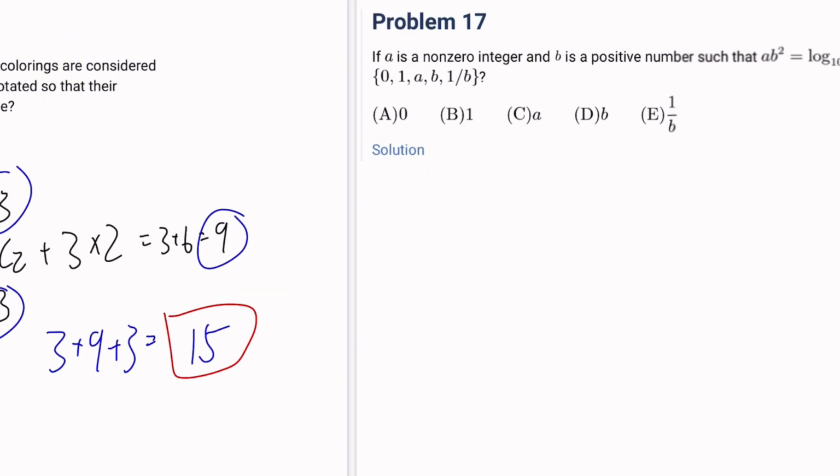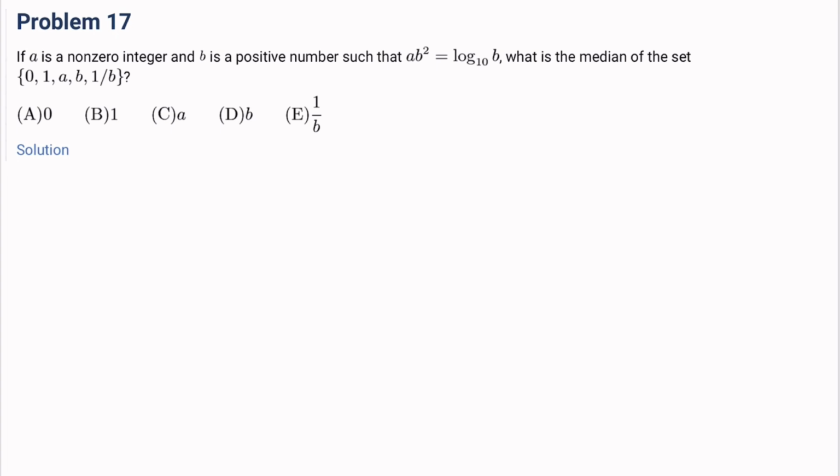It's A. Number 17. If A is a non-zero integer and B is a positive number such that AB squared equals log 10 of B, what is the median of the set 0, 1, AB, and 1 over B?